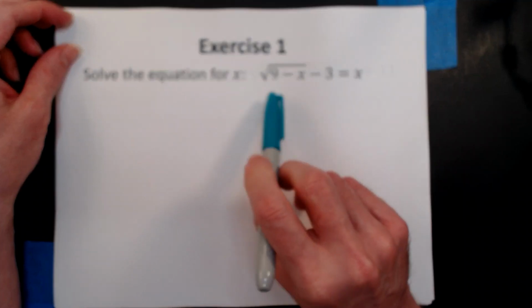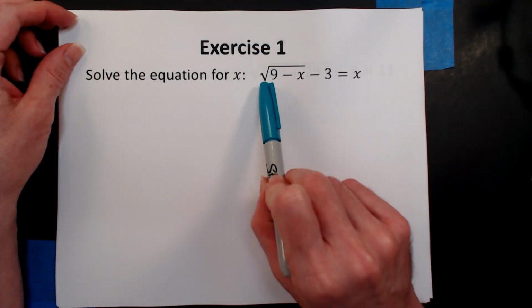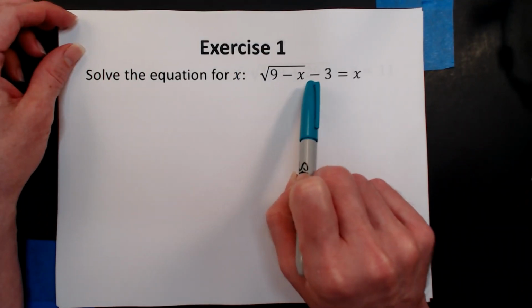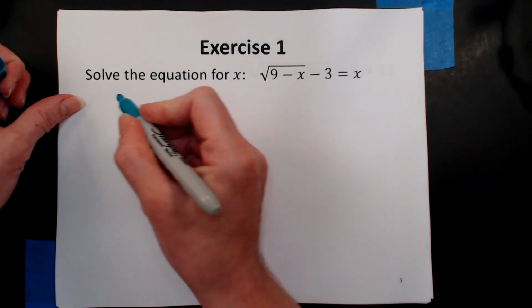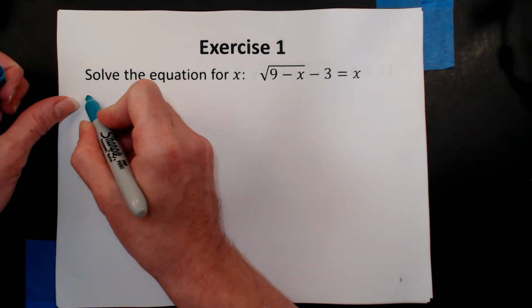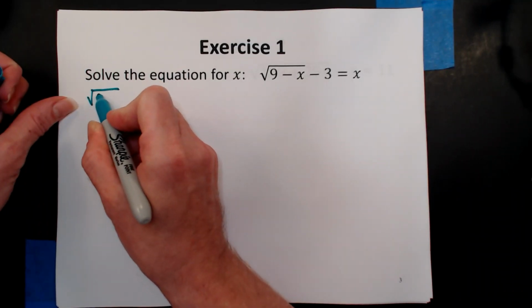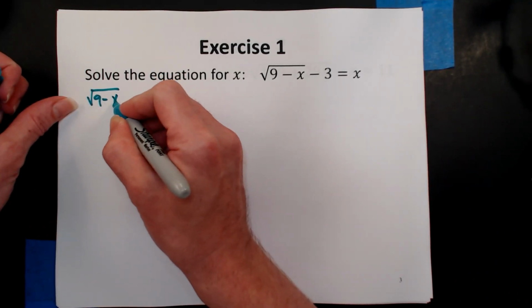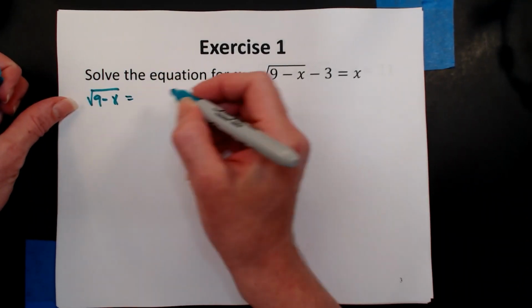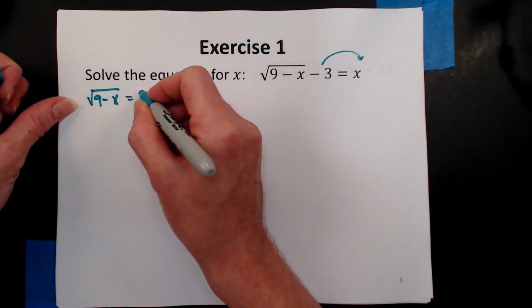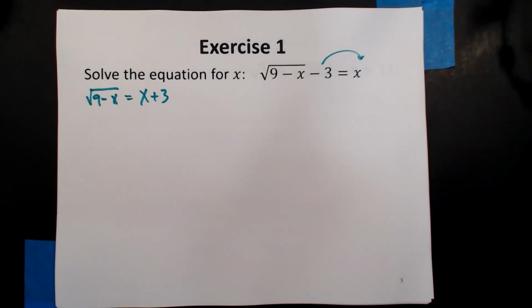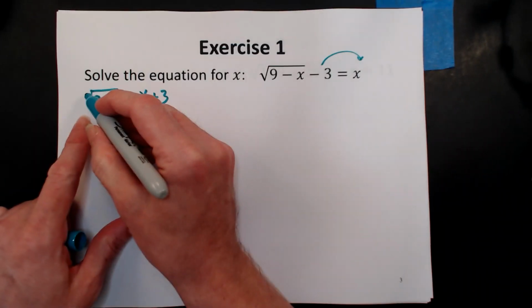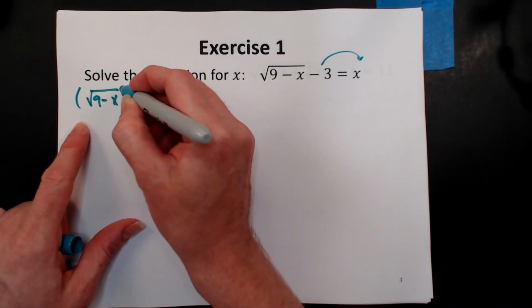All right, so first we have our first exercise here. We have the square root of 9 minus x, minus 3, equals x, and we must solve this equation for x. First thing we want to do is get the radical by itself. It's already on the left-hand side, so we'll leave it over there. So we get the square root of 9 minus x equals, and I'll move this 3 to the other side, so it becomes a positive 3, x plus 3. Now looking at this, we see that we want to get rid of this radical. It's a square root, so I'm going to square both sides.